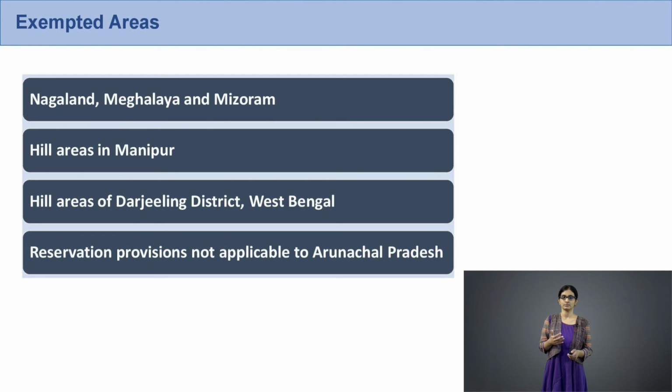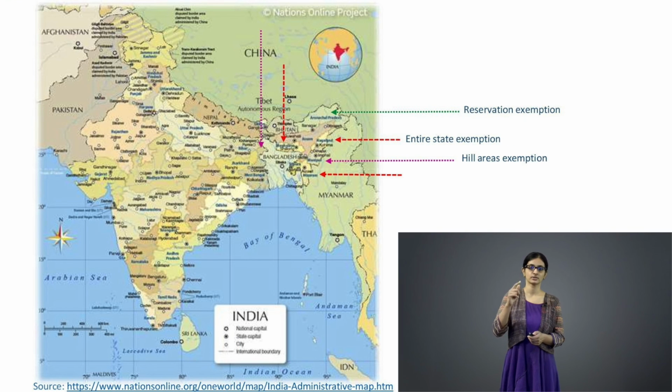There are, however, some exceptions, and the exceptions are applicable to the following areas: the entire states of Nagaland, Meghalaya and Mizoram, hill areas in the state of Manipur. The district level provisions do not apply to the hill areas of the district of Darjeeling in West Bengal, which affect the Darjeeling Gorkha Hill Council, and the reservation provisions are not applicable to the state of Arunachal Pradesh. We see these exceptions in the map.